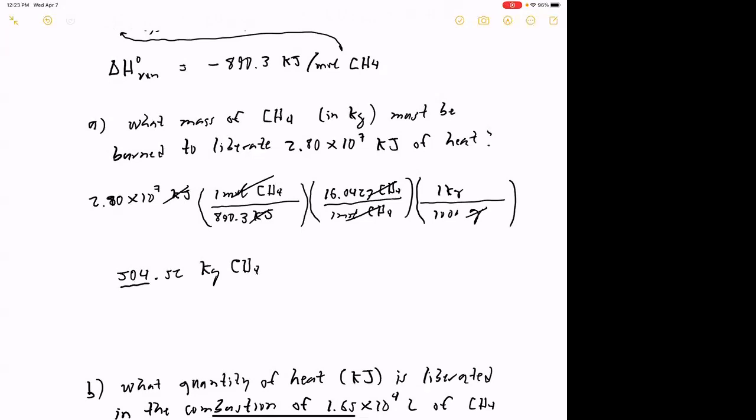Now again, you've got to watch your signs here, because ultimately we can't have a negative mass of CH4. We could either think about this in terms of just absolute amounts of heat, or, if you really wanted to get picky with the signs, you're liberating this amount, so make it negative. You also know that you've got a minus 890.3 kilojoules per mole, and the negatives cancel out. So either way, you're going to get a positive value of CH4, which is what you have to get. Okay. Questions?